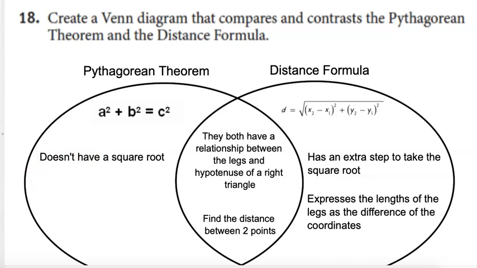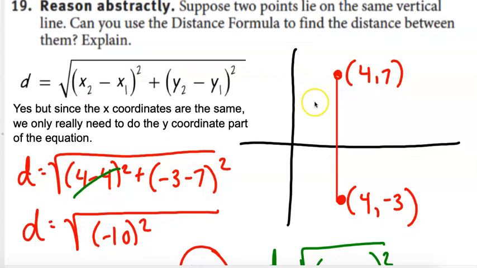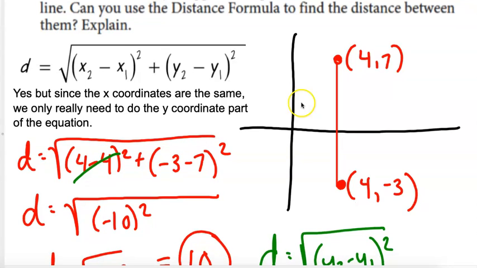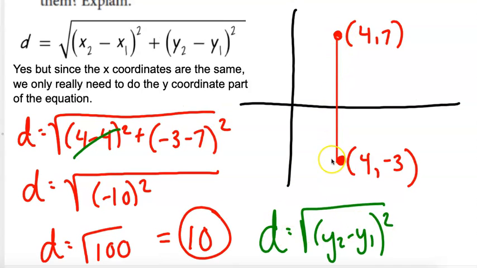Again, on number 19, it said, suppose you have 2 points lying on the same vertical line. So I just drew an example to help us visualize it. Can you use the distance formula to find the distance between them? Explain. So the answer is yes, you can. You don't necessarily have to, because I did the distance formula to show us with an example number. If you plug in your 4 and your 4, it's going to cancel out. So there's no point in needing that x value if they're in the same vertical line. So it actually ends up only caring about your y values. And so I said, well, if you have a vertical line, you can do a shortened version of the distance formula and only find the square root of your y2 minus y1s.